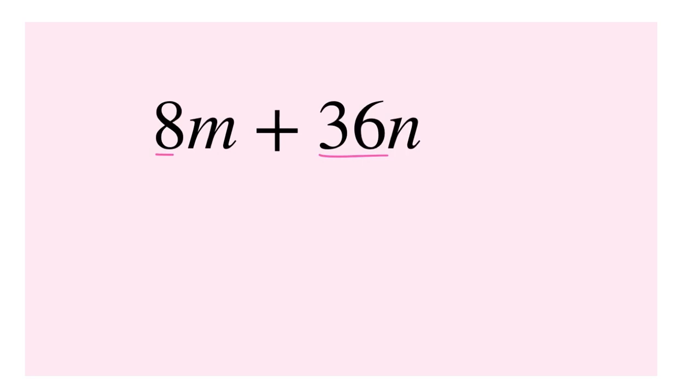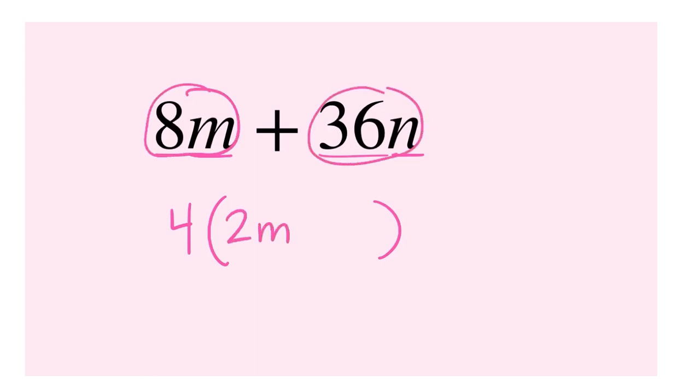Let's see if 4 would work, because we're trying to find the biggest number, right? Does 4 go into 36? Yes, it does. It goes into 36 9 times. So 4 would be our greatest common factor. And if you look at the letters, those are different letters, so I can't take out one of the letters. So let's go ahead and divide by 4. If you divide this by 4, you would get 2m. If you divide this by 4, you would get 9n, and that would be our answer.